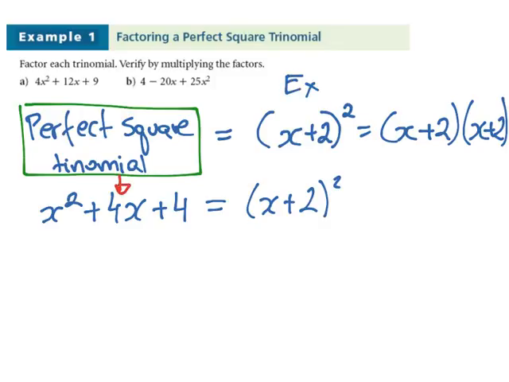This is called the perfect square trinomial because its factors are identical. Two factors are identical. So what we need to do is check if all our trinomials are perfect square trinomials. I'm going to show you a little check for yourself.